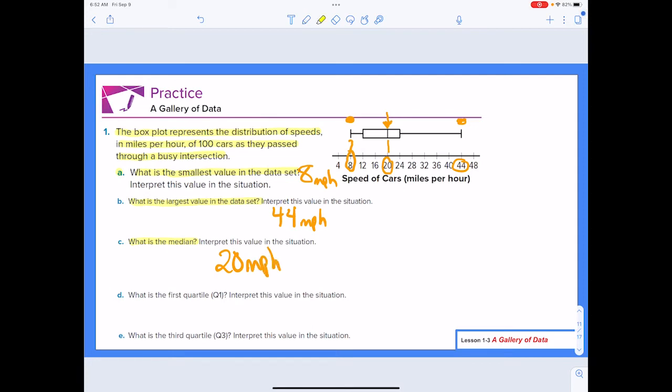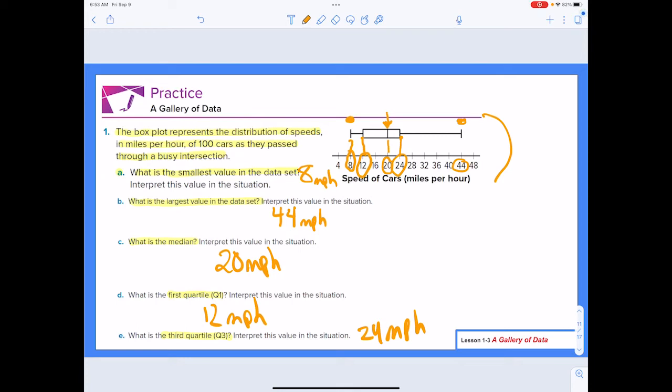Next question, what is the first quartile, or Q1? And that's going to be where the box starts at. So the box starts right here at 12. So 12 miles per hour. And then finally, what is the third quartile? And that's where the box ends, which is here, and that's at 24 miles per hour. So that's using a box and whisker plot here, a box plot, to interpret the data and then look at the 5 points there.